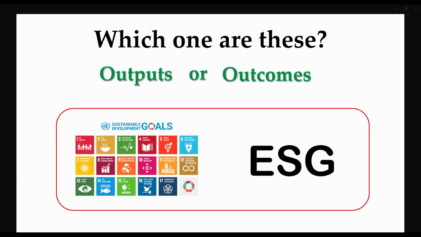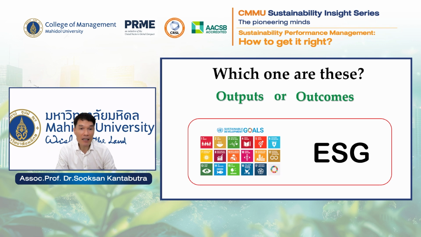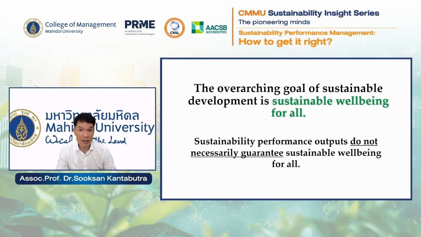Right now, the Sustainable Development Goals and ESG, which one are they, between output and outcome? It's quite obvious that they are output. They are not actually outcome. They are just indicators delivered directly from the business operation. So if you want to be sustainable, you should add another part which is called outcome as part of your ESG or SDG scheme. Okay.